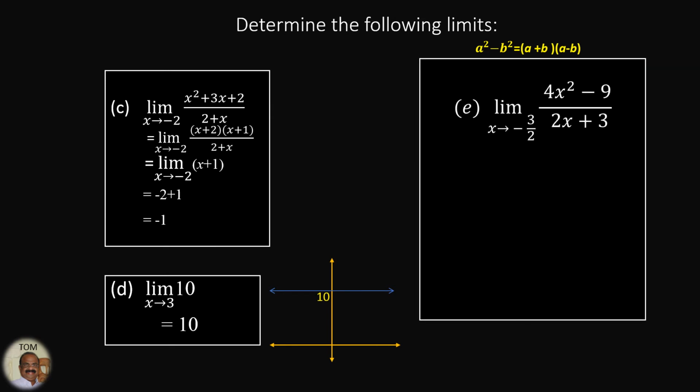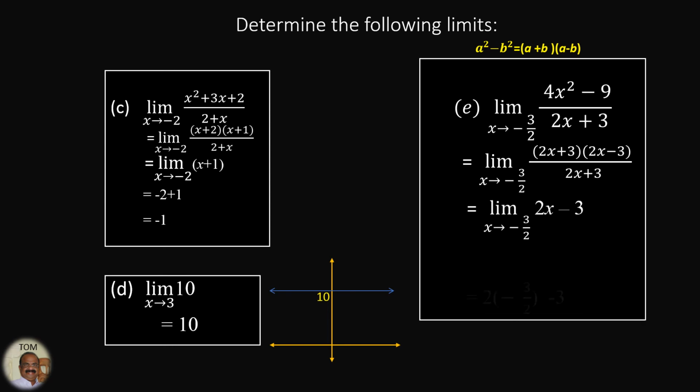Look at the next question. Limit of (4x squared minus 9) over (2x plus 3). x approaches negative 3 over 2. Again, we have to factorize, otherwise the values in the numerator and in the denominator will be 0. So we factorize very carefully. We cancel 2x plus 3 and 2x plus 3. We get 2x minus 3. And then we substitute carefully and use the calculator. We get the final answer minus 6.